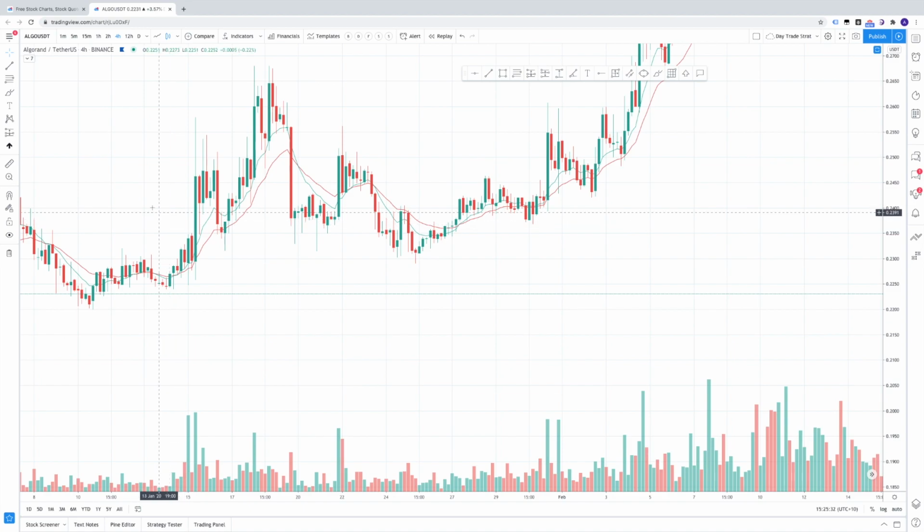Once we get that cross, that's when I then come back and I'm going to grab my fib tool, which is here, and I'm going to place it right before the lowest candle before the cross. So that would be this doji here, and I'm going to draw it up to the highest candle right after the cross.